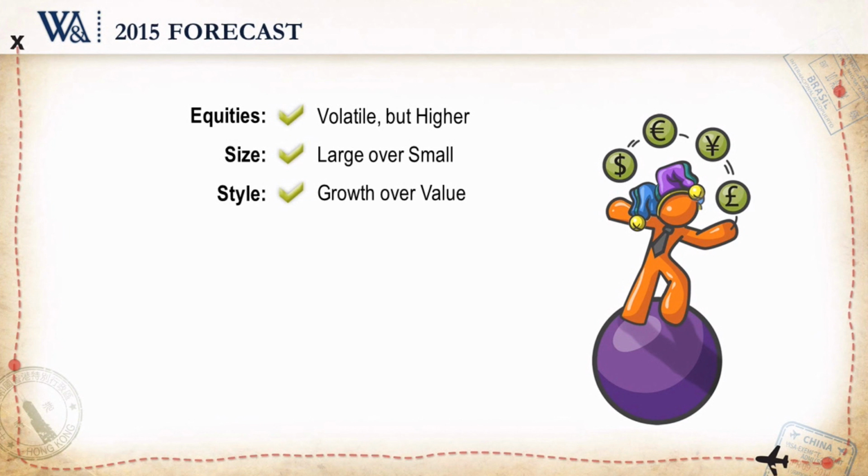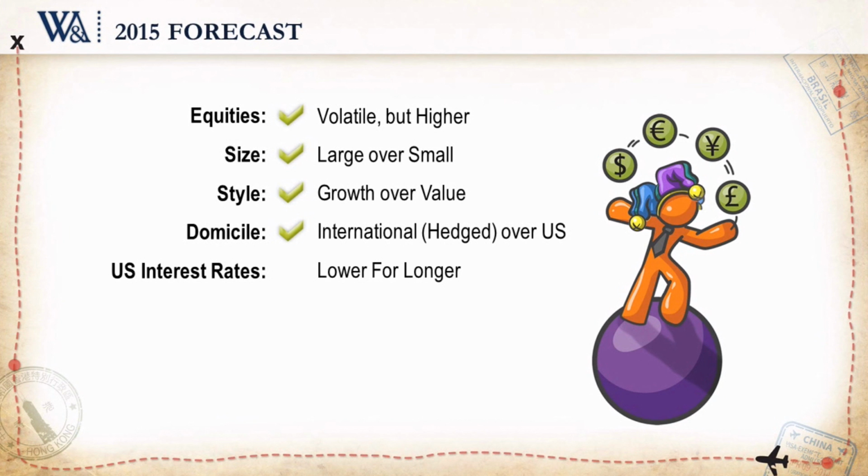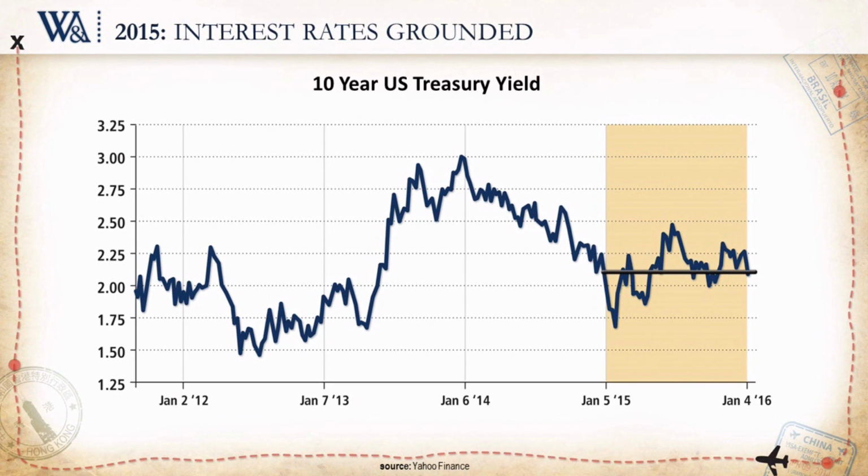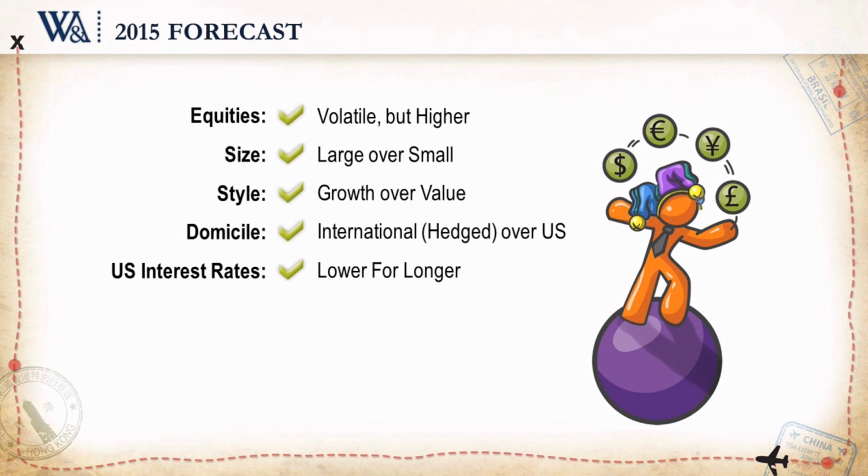In terms of international, we expected the internationals that were hedged in their domestic currency would outperform the U.S. As I demonstrated in Europe and Japan, local investors in those regions made money thanks to your generosity. And in terms of U.S. interest rates, we expected rates to be lower for longer. That's been a theme for quite a long time. This is a chart of the 10-year U.S. Treasury yield, and just to give you a sense of scale, at the top is a 3, at the bottom is 1.5, and you can see basically last year the 10-year closed where it started the year, so there's really been no movement in Treasury yields. So I'll give ourselves a check mark there.